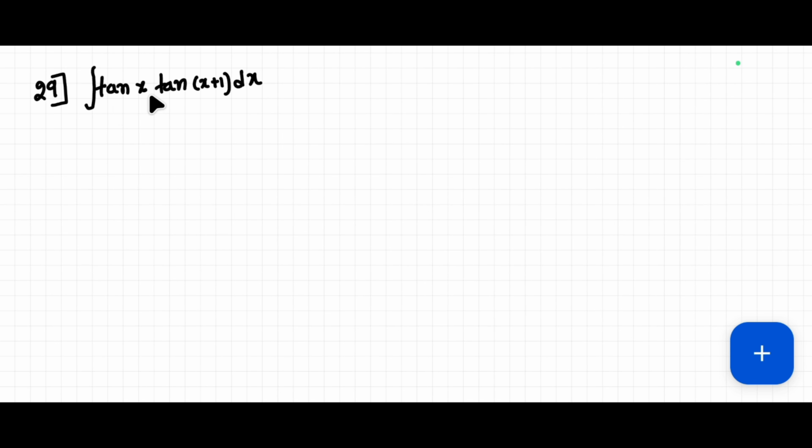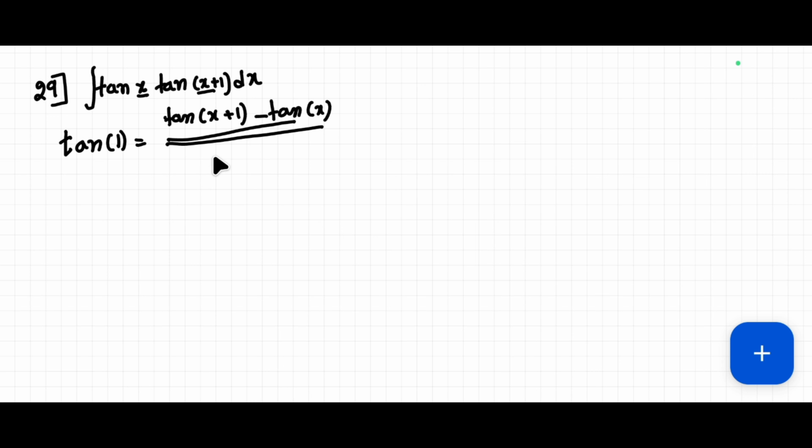Problem 29: the integral of 1 by tan x tan of x plus 1 dx. Here the difference between x plus 1 and x is 1, so I will write the tan 1 formula. Tan 1 is equal to tan of x plus 1 minus tan x by 1 plus tan x tan of x plus 1.